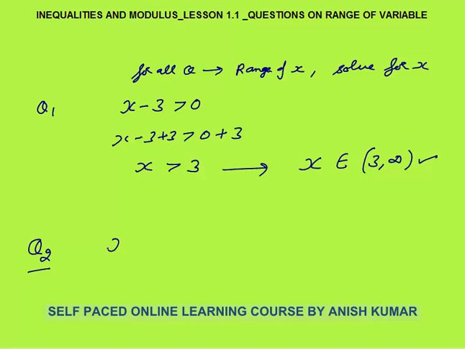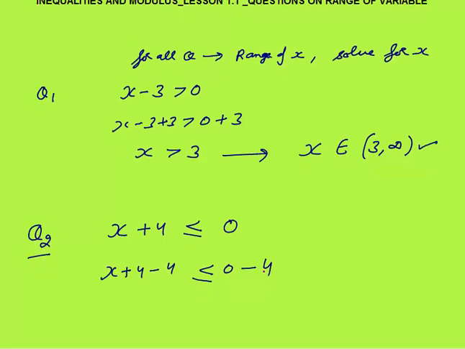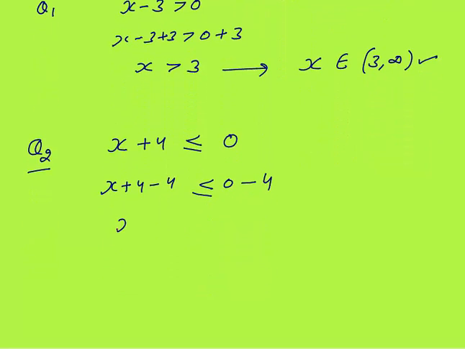Question number 2 is x plus 4 is less than equals to 0. Again, subtract 4 both sides. Adding or subtracting the same number does not change the sign of inequality. It will remain the same. X would be less than equals to minus 4. It means that x can be minus 5, minus 6, minus 7 up to minus infinity. We will say that x belongs to minus infinity to minus 4. Minus 4 will also be included. That is your final answer.